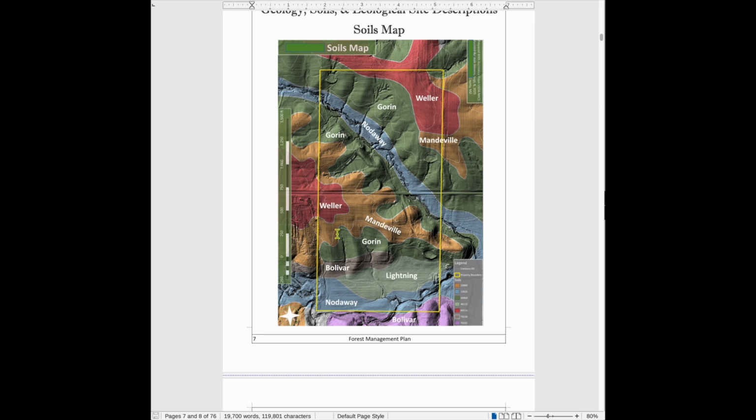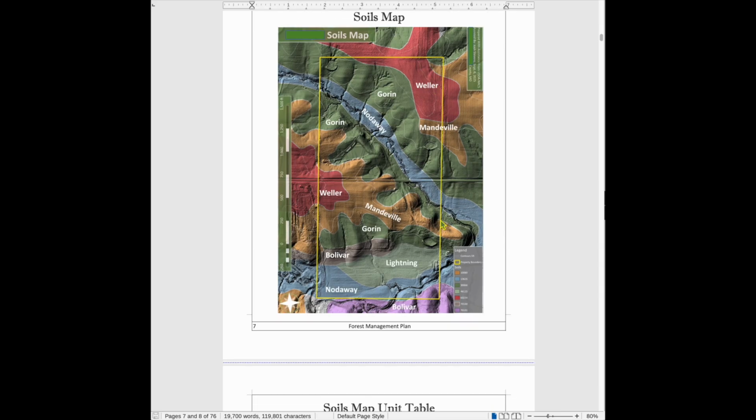Okay, here's a soils map, and this one's pretty nice. I like this one. It shows how soils vary across the landscape and also how they repeat. Not all properties are this clean as far as showing that.